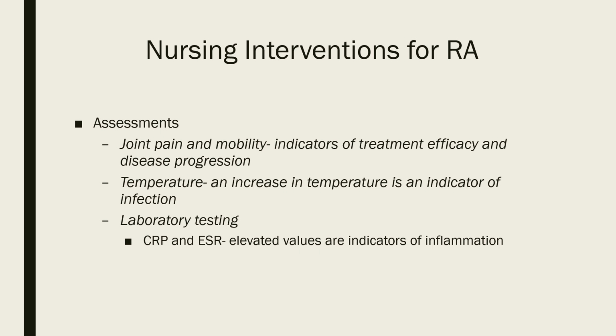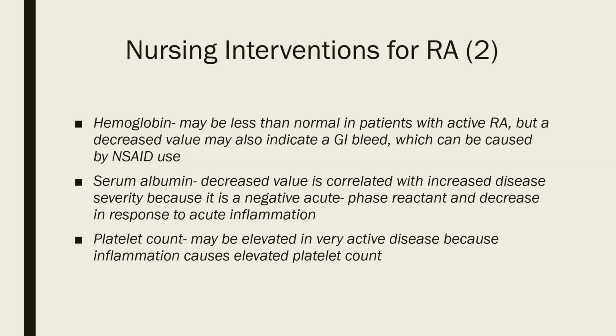Do they have a temperature? An increase in temperature is an indicator of infection. We can look at their labs, laboratory testing. CRP and ESR related values will be indicators of inflammation. Hemoglobin may be less than normal in patients with active RA, but a decreased value may also indicate a GI bleed, which can be caused by the NSAID use.